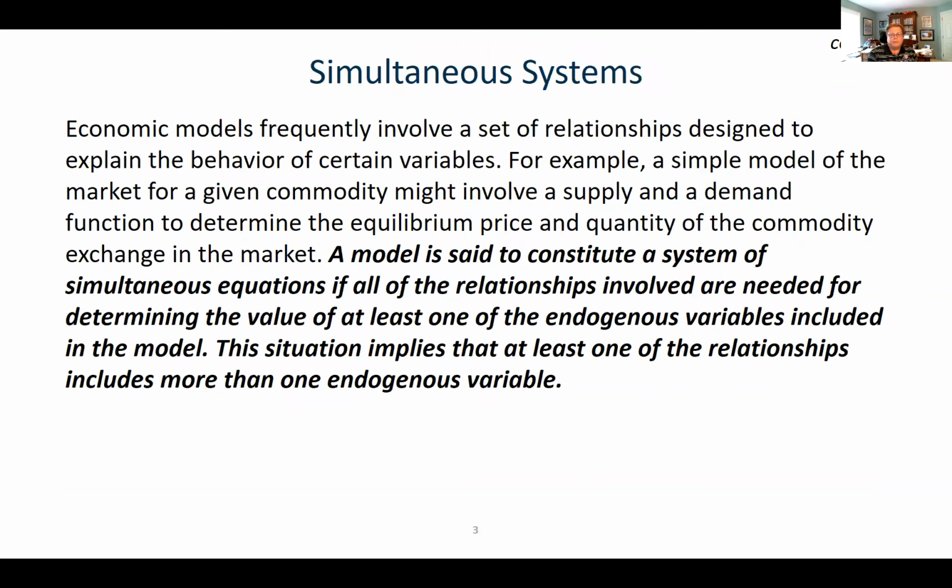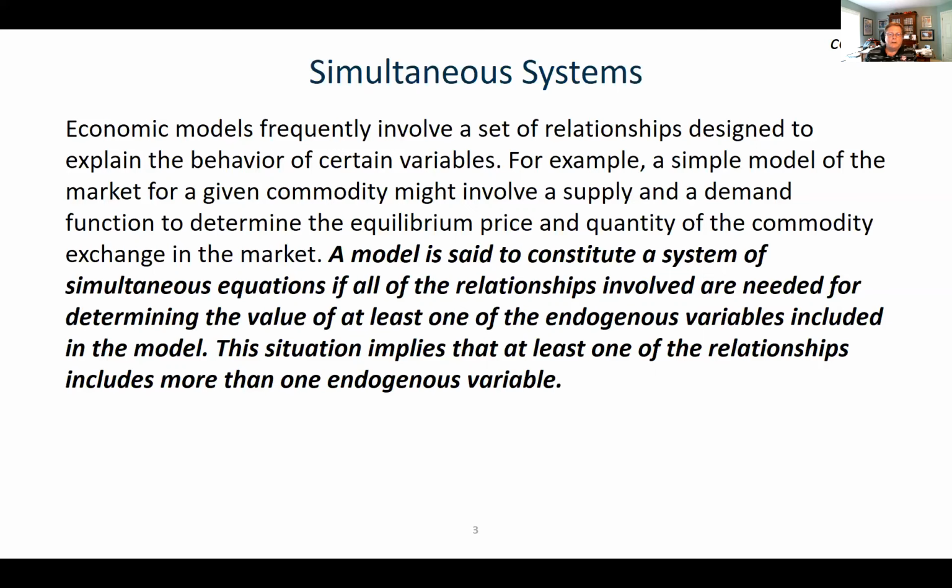What are we trying to capture here? Well, we're trying to capture not only multi-equation models, but equations that have more than one dependent variable, but the dependent variables are jointly determined. For example, we might have a simple model for a market for a given commodity that involves two equations, a supply and a demand function. And what do we do with those? Well, we determine the equilibrium price and quantity of the commodity in question.